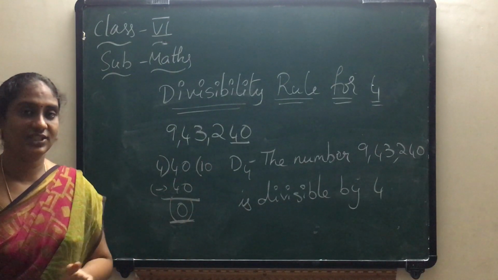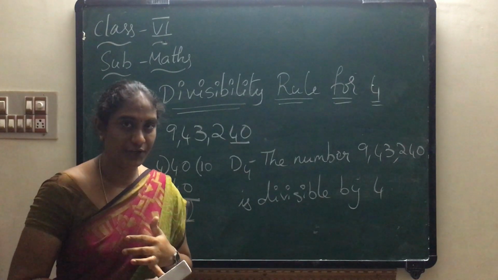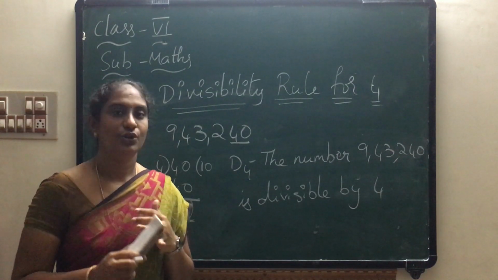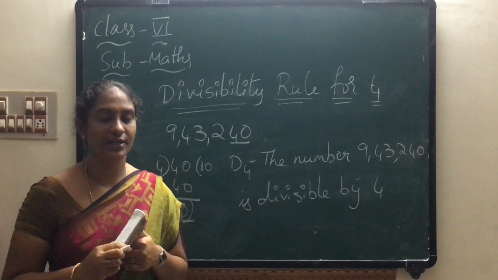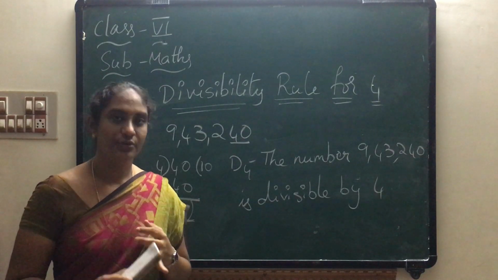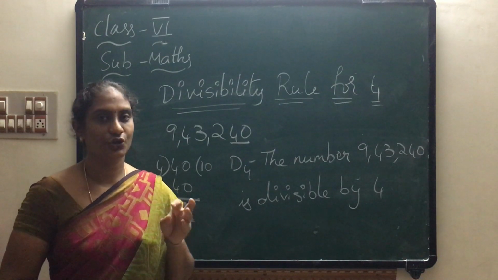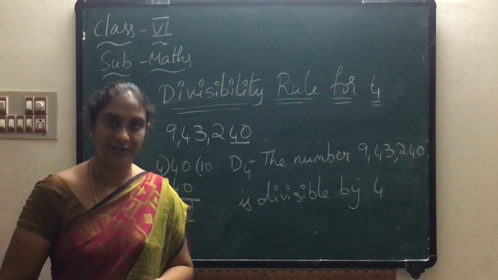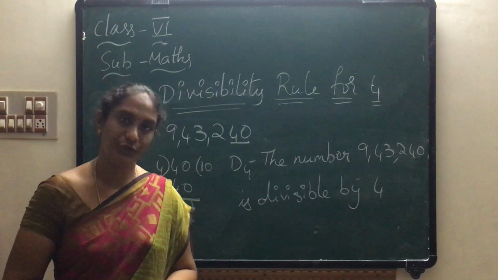Now in the last sections, what did I tell? Divisible by 2. For the 2 table, what do we have to see? 0, 2, 4, 6, 8. What digits do we have to get in the ones place? 0, 2, 4, 6, 8. If you get 0, 2, 4, 6, 8 in the ones place, the total number is divisible by 2.